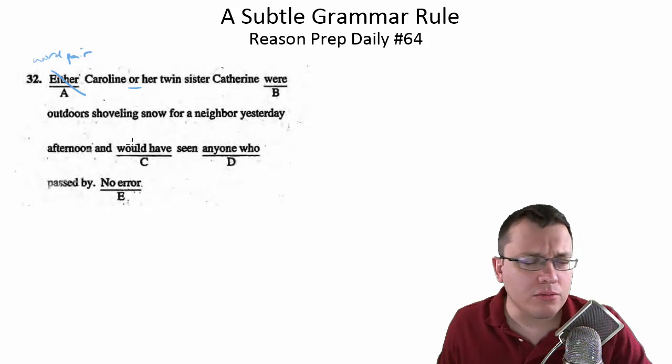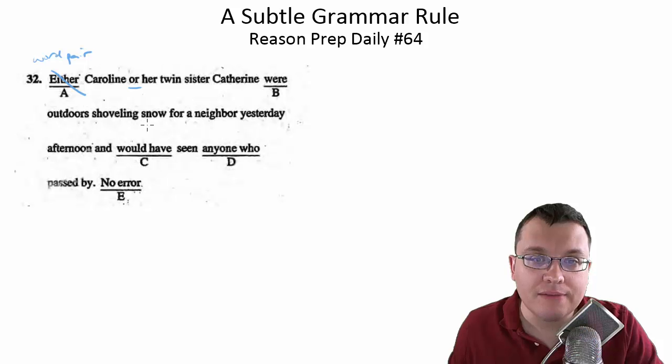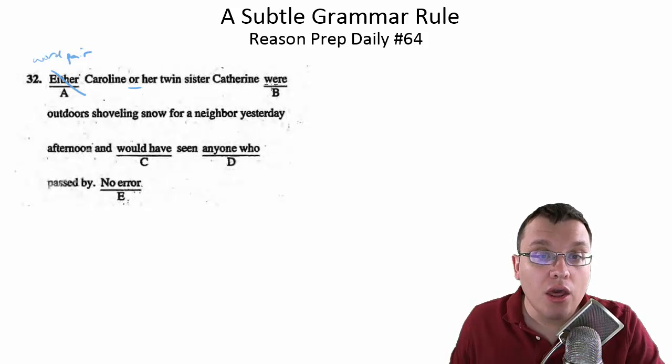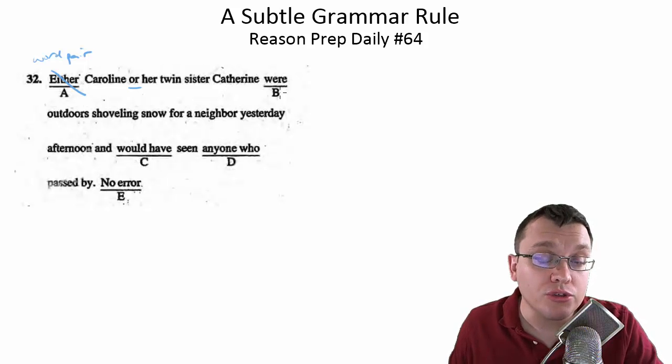So you might look at B or listen to B and say, that sounds okay. But sound can be deceptive, as it is on this choice in this question, because actually B is wrong. You might say, well, wait a minute, there's Caroline and there's Catherine. That's two people. That's plural. Shouldn't we use a plural verb?